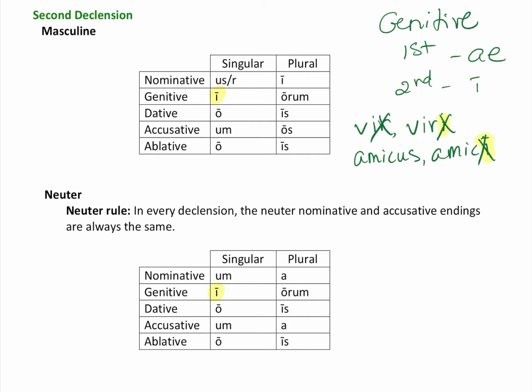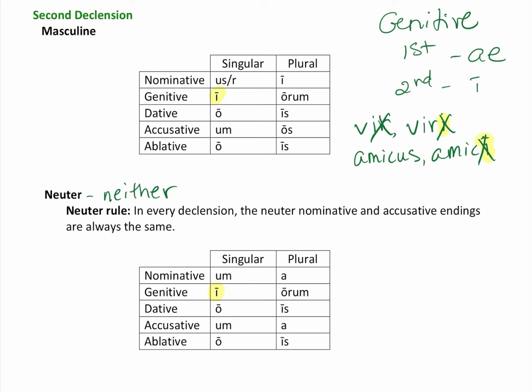Neuter is pretty easy. So in Latin, that word neuter is an actual Latin word. It actually means neither. And the neuter gender is never used to name a person or an animal, because people or animals can't, no matter what current society says, they can't be neuter. They can't not have a gender.